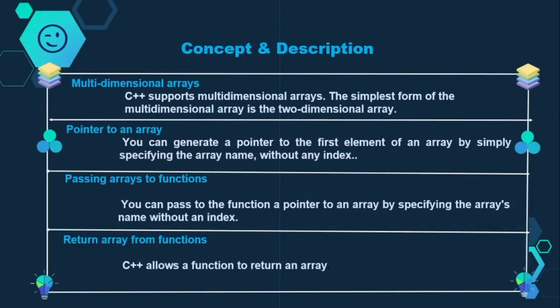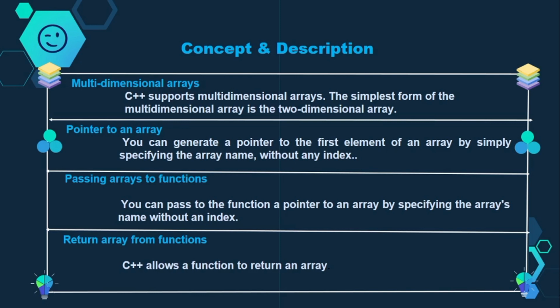So right here, the concept and the description of arrays. First, multidimensional arrays. C++ supports multidimensional arrays. The simplest form of the multidimensional array is the two-dimensional array. Second, pointer to an array. You can generate a pointer to the first element of an array by simply specifying the array name without any index. Third, passing arrays to functions. You can pass to a function a pointer to an array by specifying the array's name without an index. And lastly, return array from functions. C++ allows a function to return an array.